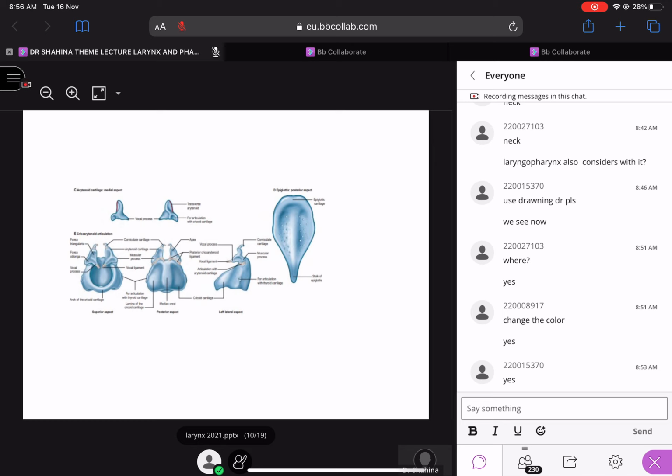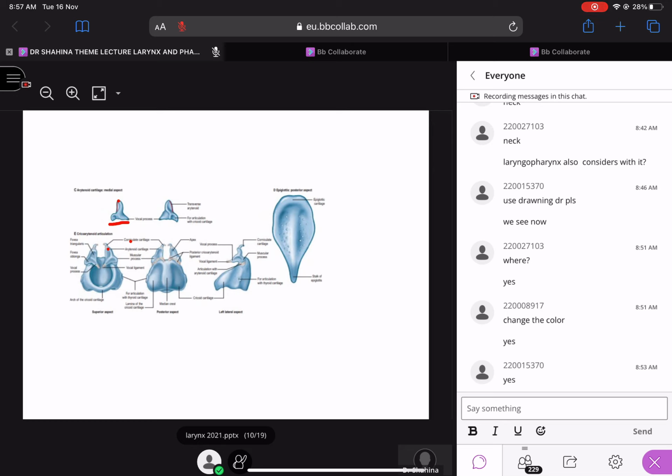Now here, yes, you can see this is the arytenoid cartilage. It is somewhat pyramidal in shape. It has an apex, and this is the base here. This apex will be articulating with the corniculate cartilage. You can see here in this picture, isn't it? At the apex, you have the corniculate cartilage.